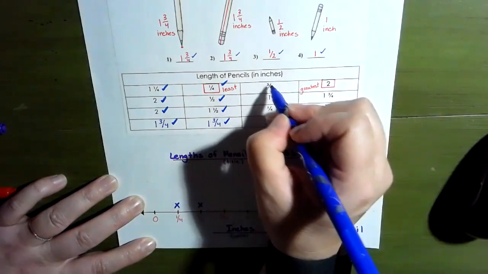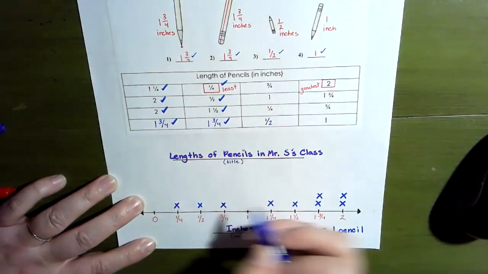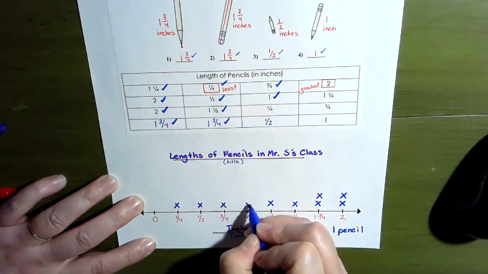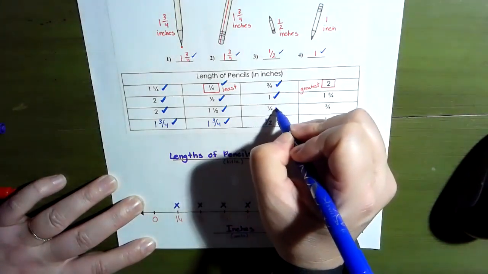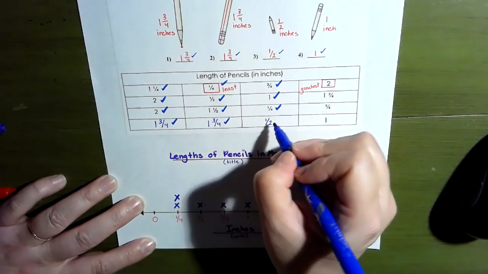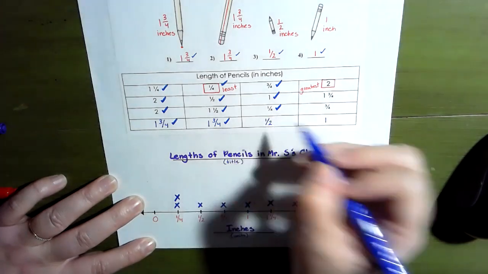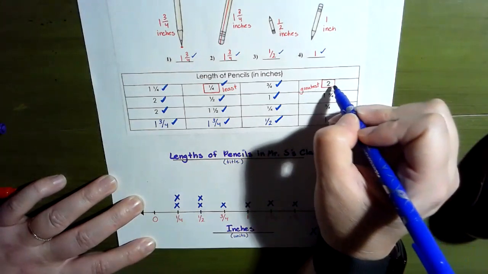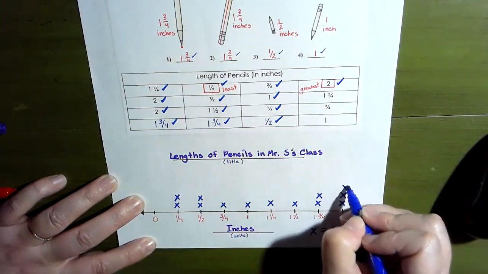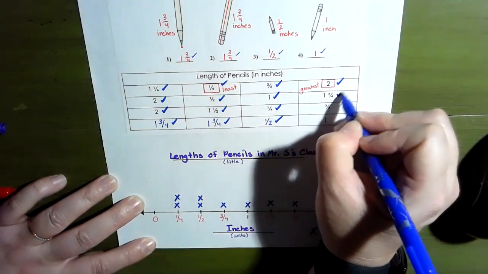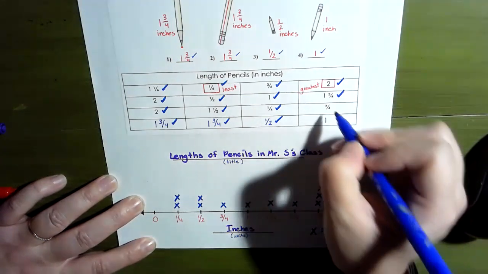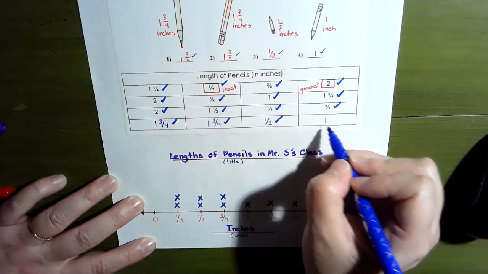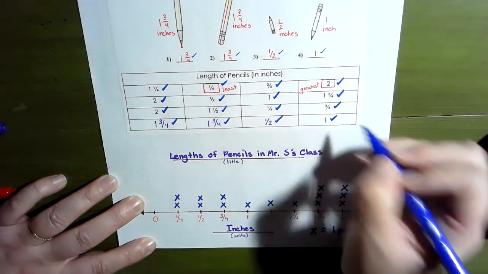Next column, 3/4. 1. 1/4. One of our measurements, 1/2. 2. 1 3/4. 3/4. And our final measurement, 1 inch.